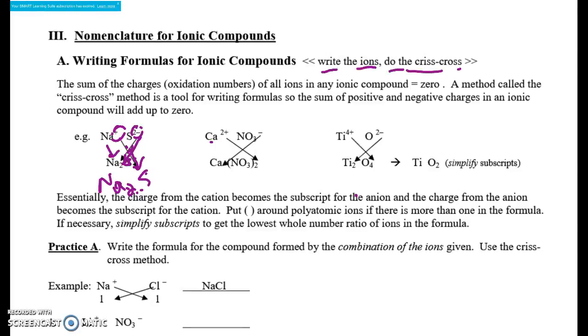Now in titanium 4 oxide here, titanium has a +4, oxygen a -2, 2 titaniums, 4 oxygens. But we know that with the 2 and the 4 there, we can simplify the subscripts. We can divide the 2 and the 4 each by 2 to give us 1 titanium and 2 oxygen. This is called the empirical formula, by the way.